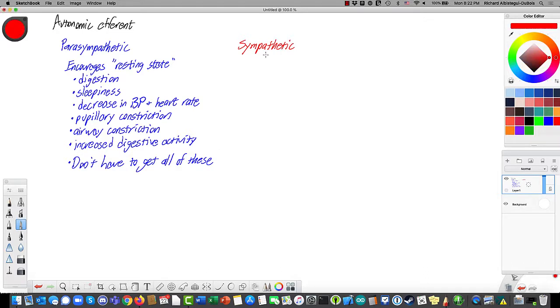Now, in contrast, the sympathetic nervous system encourages the body to be in sort of an active response. Sometimes people say that a large-scale shift to sympathetic activity, sometimes people call that the fight or flight response. Or they'll call the sympathetic nervous system the fight or flight system, as opposed to parasympathetic, which is sometimes called the rest and digest system.